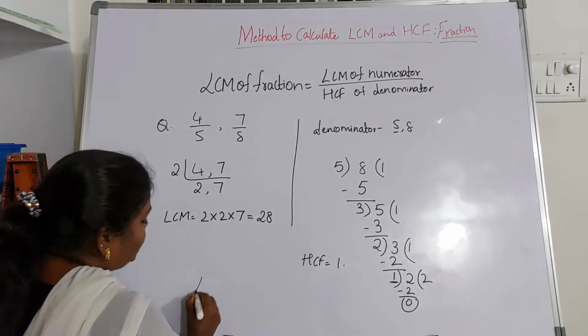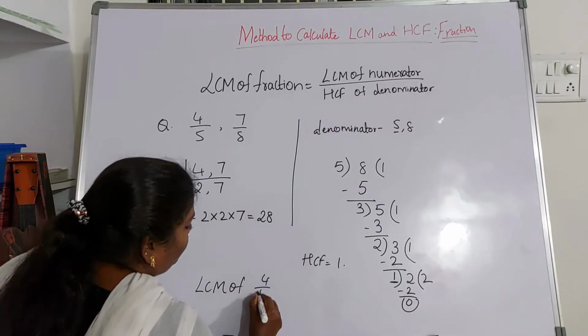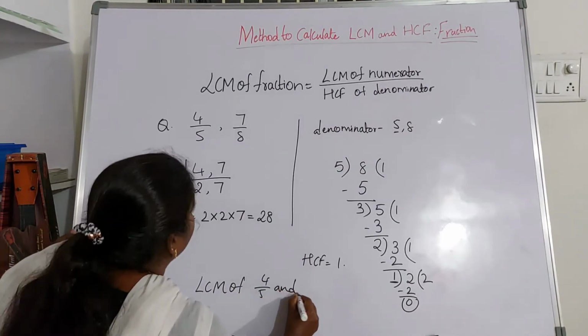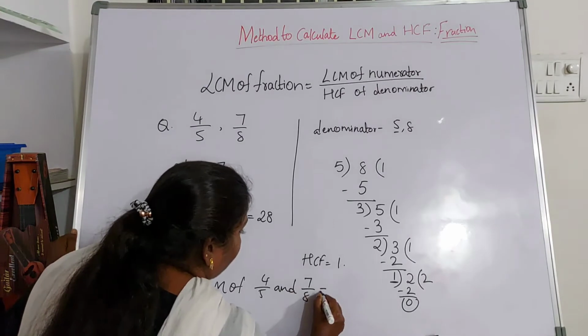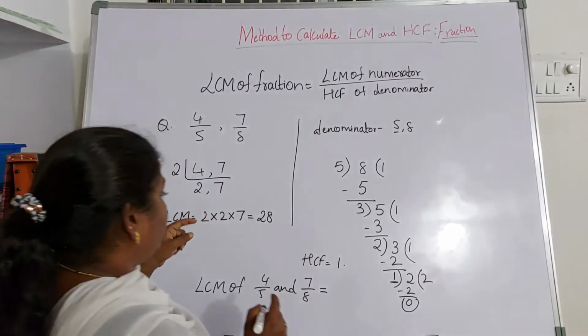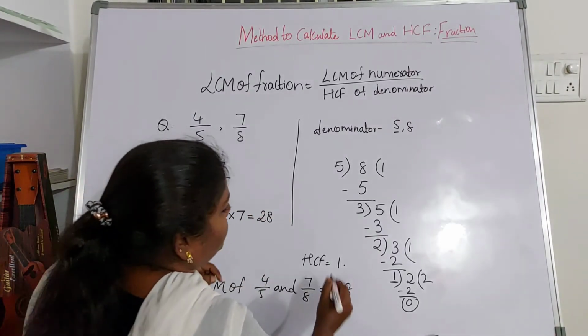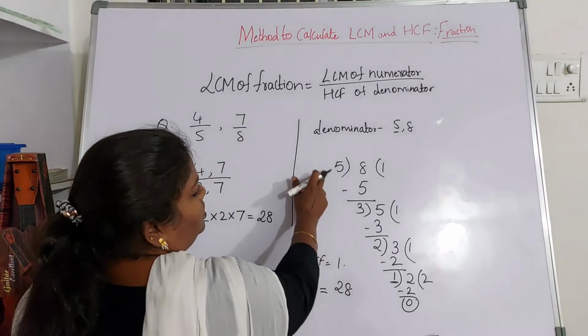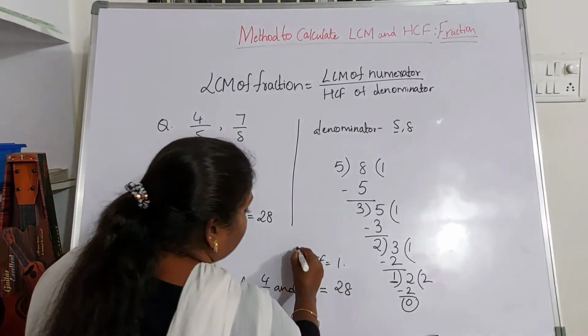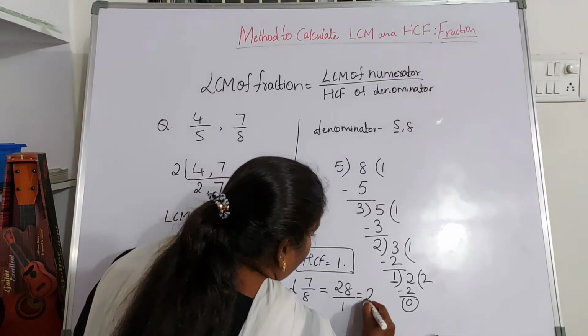Now the LCM of 4 by 5 and 7 by 8 is, what is the formula? LCM of the numerators, we got 28, by HCF of the denominators. The denominators' HCF we got as 1. So 28 by 1 is nothing but 28.